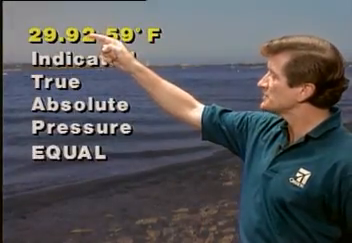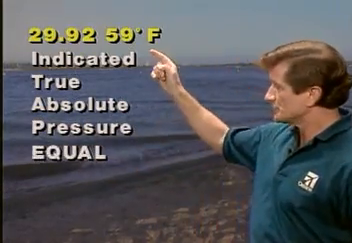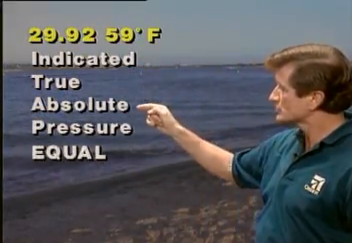Or if you took your altimeter down to the seashore between tides under the standard conditions of 29.92 inches of mercury and 59 degrees Fahrenheit, then all the altitudes, indicated, true, absolute, and pressure would be equal.